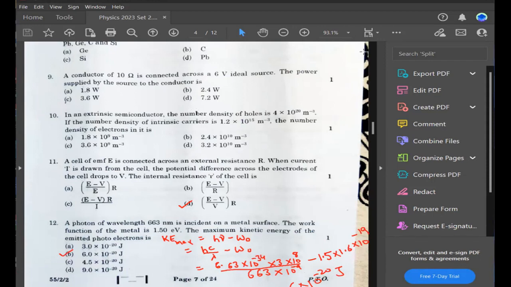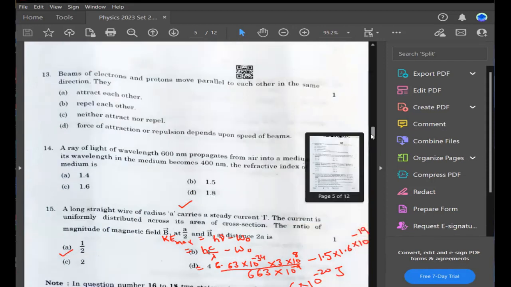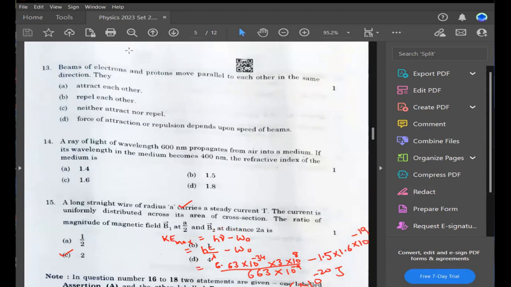Next question, question number 13. Beam of electrons and protons move parallel to each other in the same direction. Okay, let the electrons be moving in this direction. This is the direction of the motion of the electrons. We know that the conventional direction of current due to the flow of electrons is opposite to it. So the conventional direction of current will be I1 towards left. Okay, and protons are moving parallel to the electrons. So this is the direction of the motion of the protons, and the direction of the current due to the motion of the protons is in this direction.